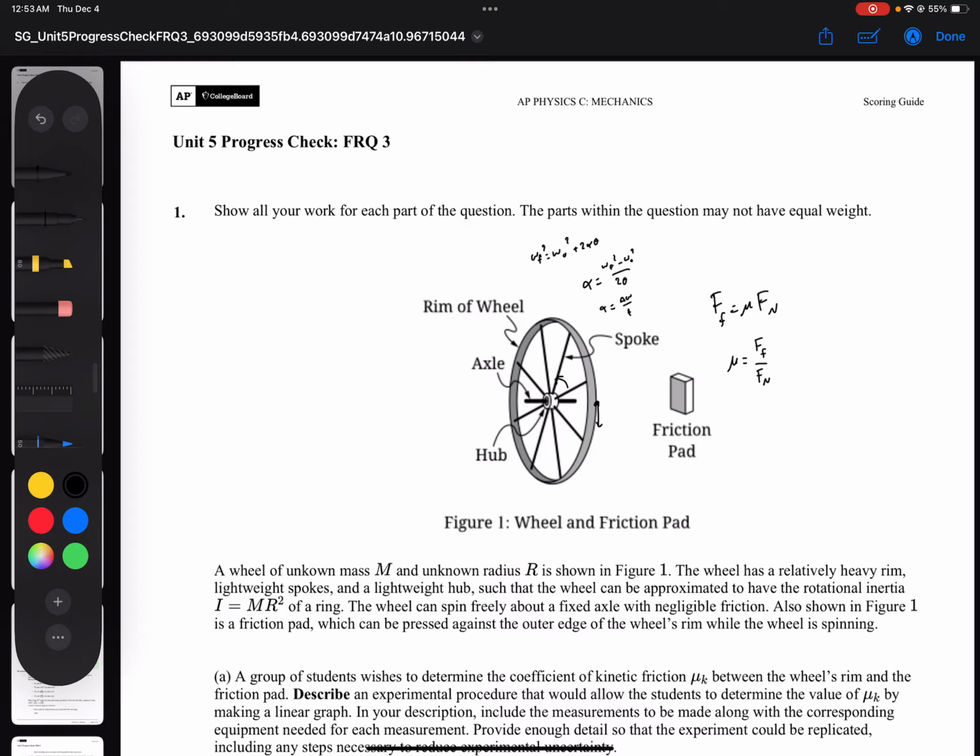So we can measure the normal force by attaching a force sensor to the friction pad. And then for the force of friction, we want to calculate it by measuring the rate of rotation of the wheel, or at least how much the wheel spins, like how many revolutions the wheel makes, or how many radians the wheel displaces, or you can measure the amount of time it takes for the wheel to come to a stop.